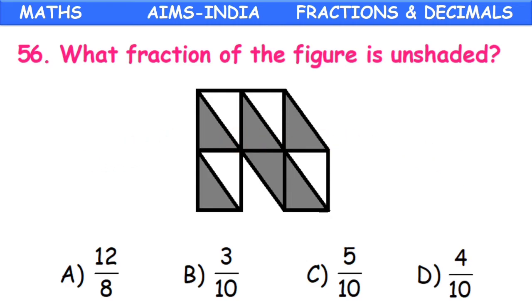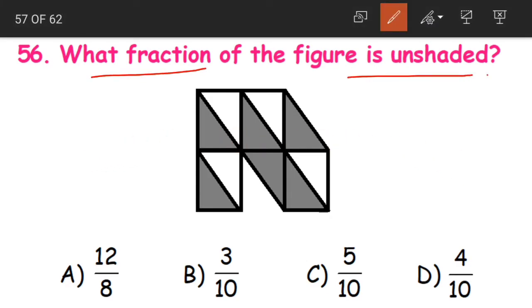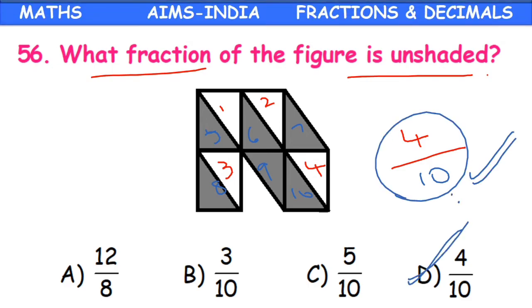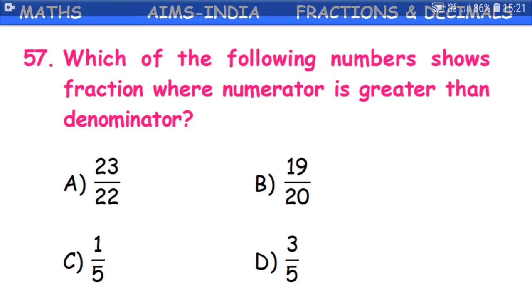Next, question number 56. What fraction of the figure is unshaded? Now what do we want here? The fraction of the figure that is unshaded. 1, 2, 3, 4. We are having 4 unshaded parts divided by the total number of parts. 5, 6, 7, 8, 9, 10. In total we are having 10 parts. So 4 by 10 becomes the fraction of the figure that is unshaded. That is our option D.